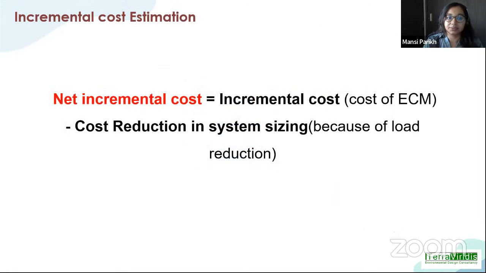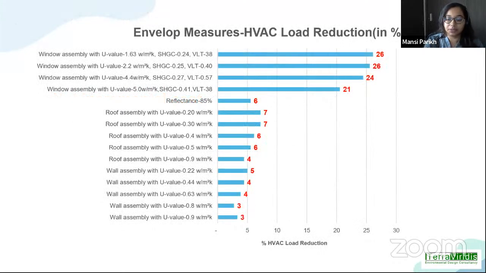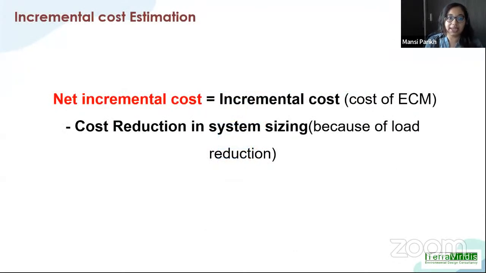We'll see next. There are incremental costs for particular energy conservation measures, which are these. The net incremental cost calculated would be the incremental cost of an ECM, say for a wall, adding 25 or 50 mm of XPS is going to add a cost, minus reduction in system sizing because of load reduction.